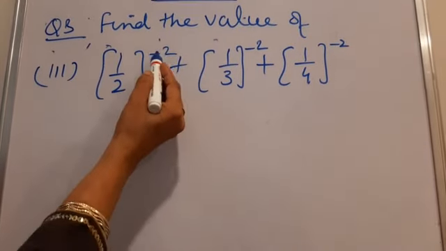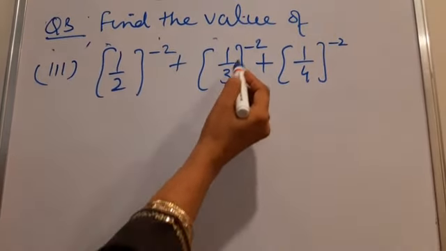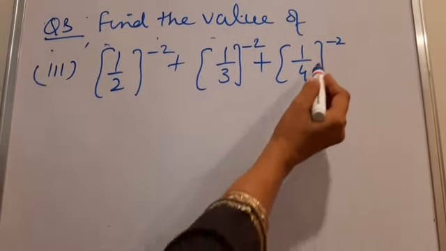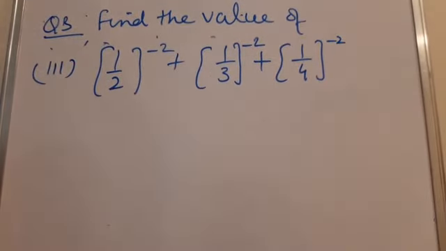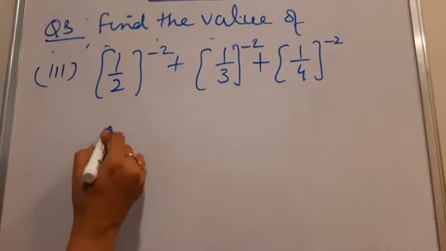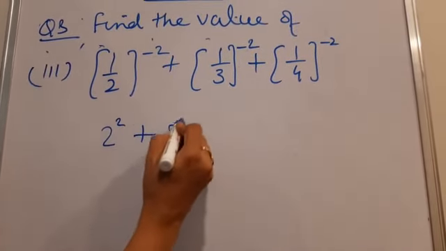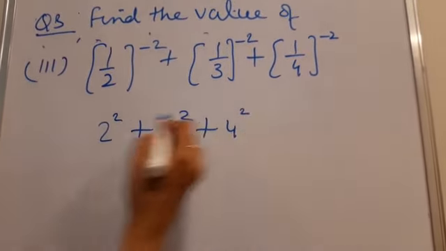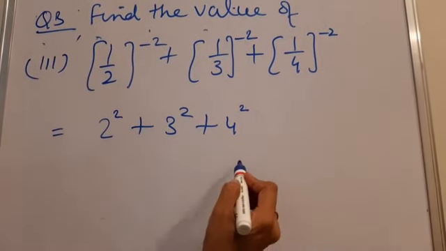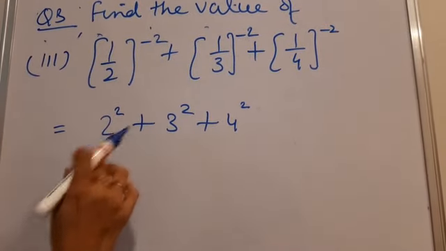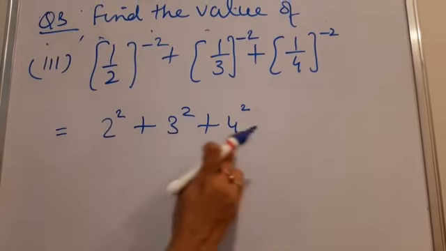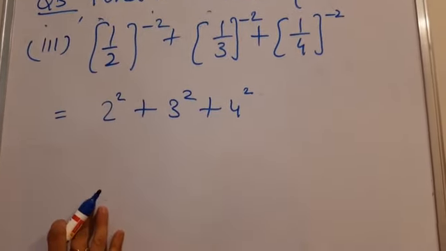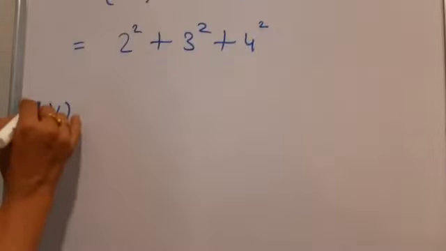1 by 2 raised to power minus 2 plus 1 by 3 raised to power minus 2 plus 1 by 4 raised to power minus 2. To make this power positive, we will write 2 raised to power 2, 3 raised to power 2, 4 raised to power 2. Now solve it yourself. 2 raised to power 2, solve it, add, and you will get the answer. I am coming to fifth part now.